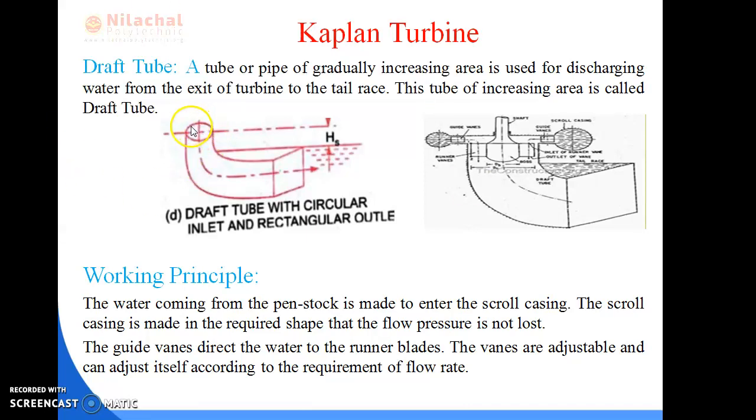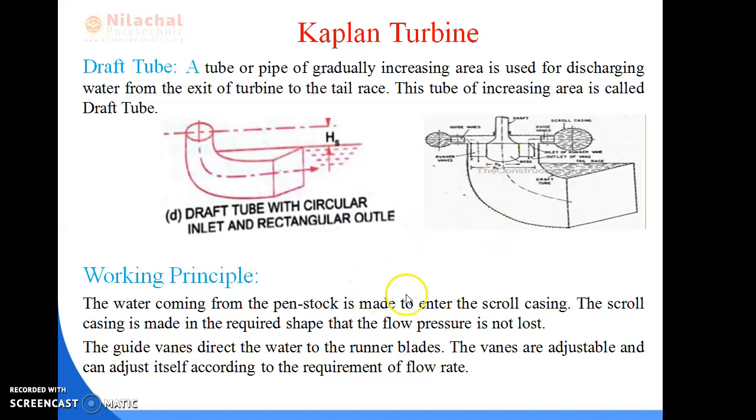This is the circular cross section, fixed to the casing part, and this part is with the tail race. At the exit, the pressure energy is dropped and converted into kinetic energy. So we have to ensure that the pressure of water at the tail race is more than that of the water at the exit of the turbine. For that reason we provide a draft tube, and thereby we can drag the water from the outlet of the turbine unit.